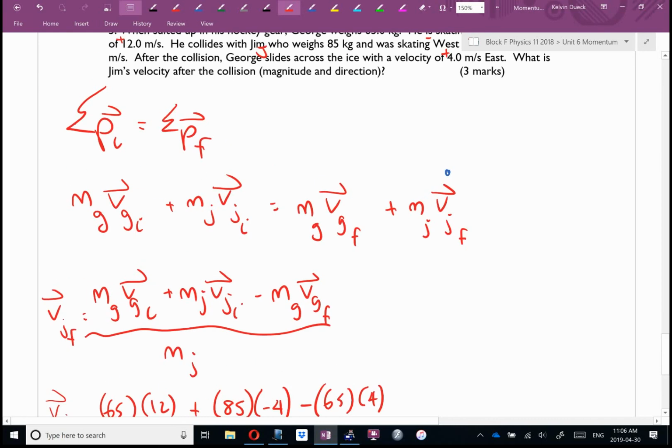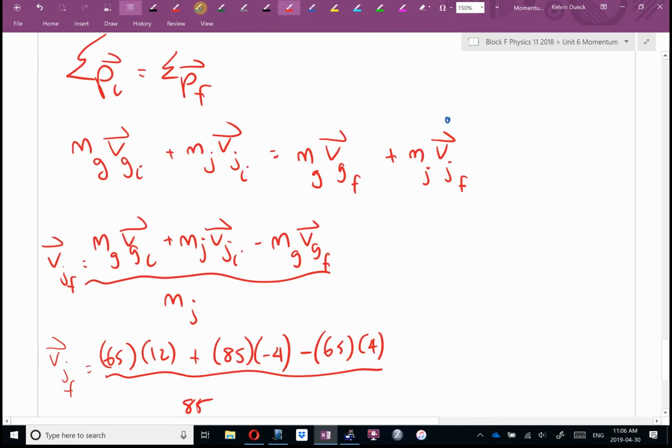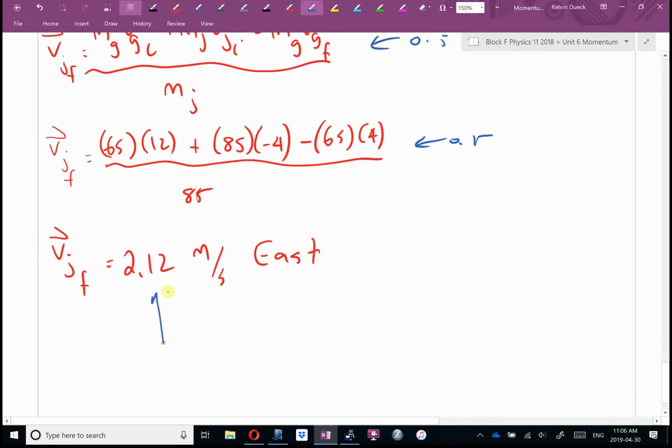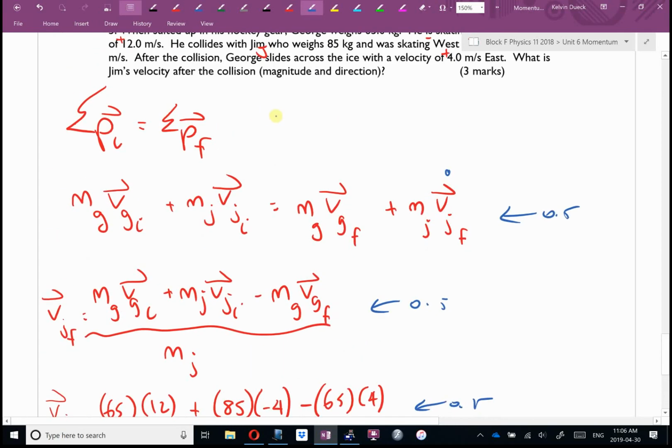If you got that right, I would give you 3 out of 3. Otherwise, I would probably do something like this. I would probably go 1, 2, yeah. I would go half mark for that, half mark for that, half mark for the numbers, half mark for that, half mark for that, and heck, I might even give you a half mark if I saw that.